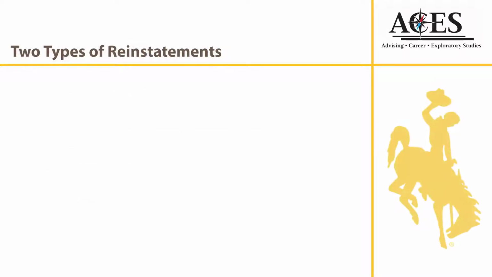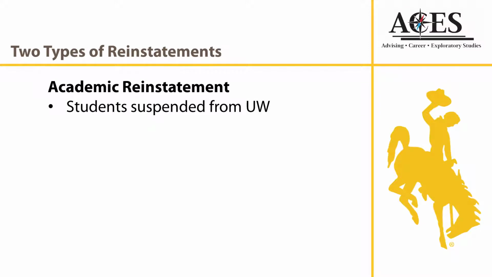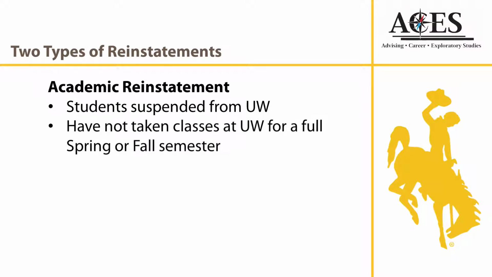First, let's talk about the two different types of reinstatements. The process is similar for both, but there are a few wrinkles. The first type of reinstatement is simply called Academic Reinstatement. This process is for students who have been suspended from the university and have not taken classes for at least either one fall or spring semester at UW. Sitting out the summer semester by itself does not count.